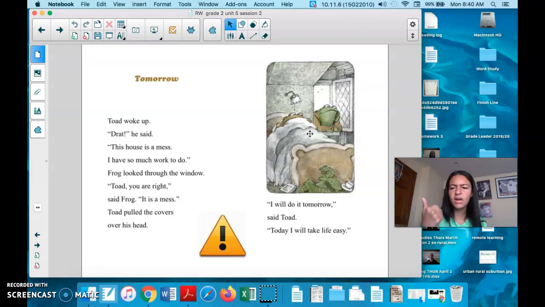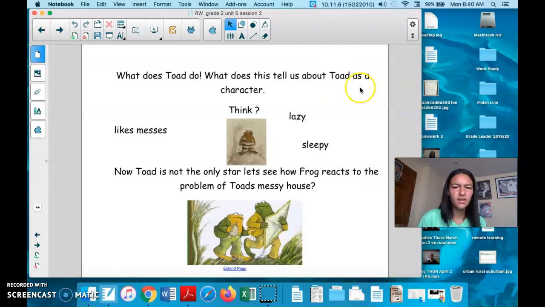Well, he didn't want to clean it. He pulled his covers over his head and said he wanted to go back to sleep. And that he's going to do it tomorrow, and today he's going to take life easy. So, that makes me learn a lot about Toad. The problem is his house is a mess, and now he doesn't want to clean it. It tells me that maybe Toad is lazy, he's sleepy, and he likes messes. But yesterday we learned about the stars of the book, and we know that Toad isn't the only star of the book. Frog is also a star of the book. So let's see today how Frog reacts to the problem.